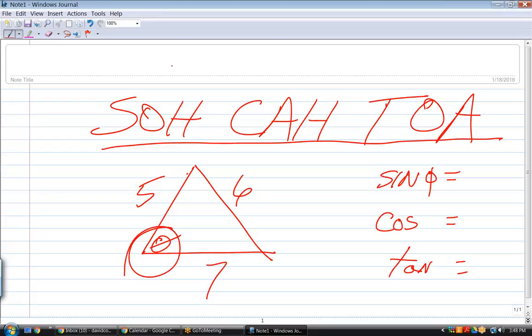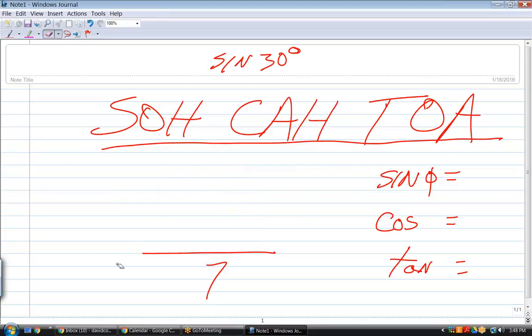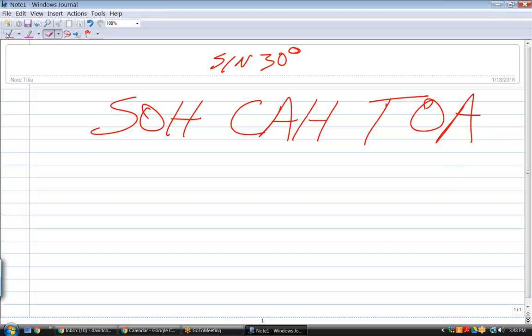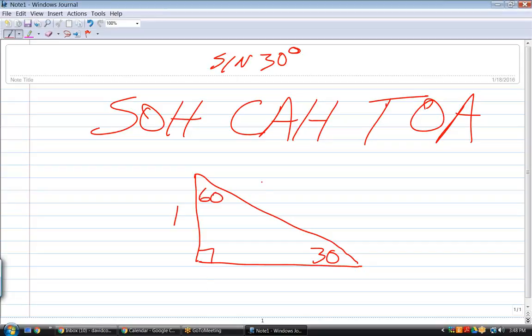In other words, here's the thing. The sine of 30 degrees is always the same ratio, regardless. Let's talk about that for a moment. Notice that in my special unit triangle, which is a right triangle, the sine of 30 degrees is 1/2.